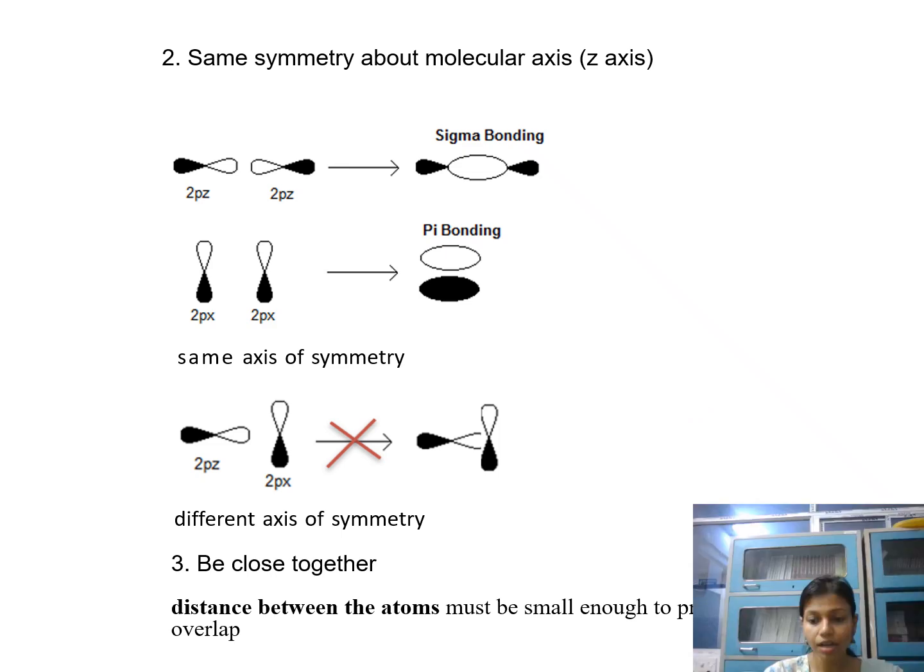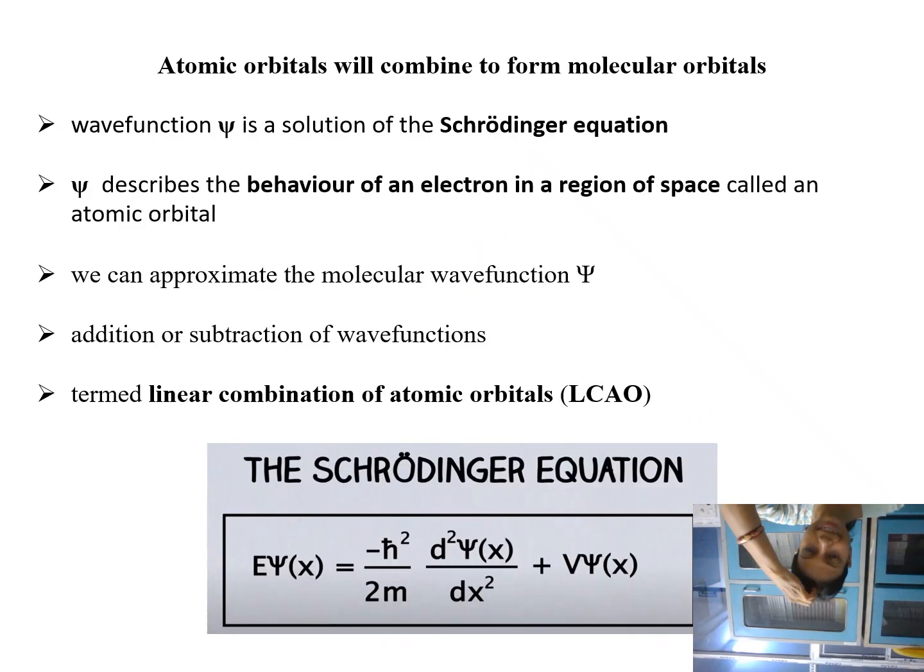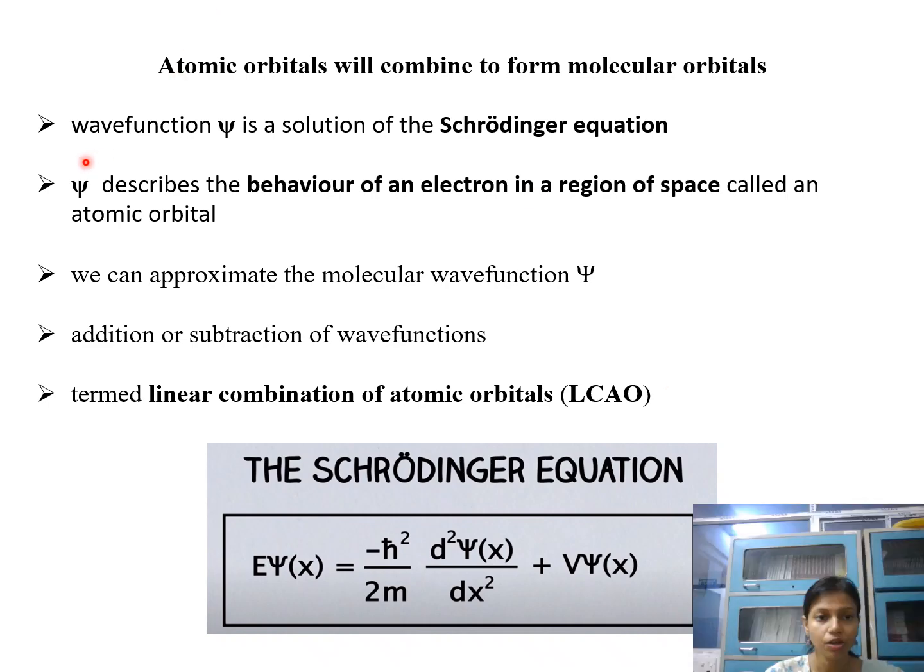Okay, now let us go to the next slide. Now, how can we mathematically represent a molecular orbital? All of you know about the Schrodinger equation, which you have already read before. What is the Schrodinger equation? This is a very important equation. Why? Because the solution of the Schrodinger equation gives us a wave function, which is represented as psi.